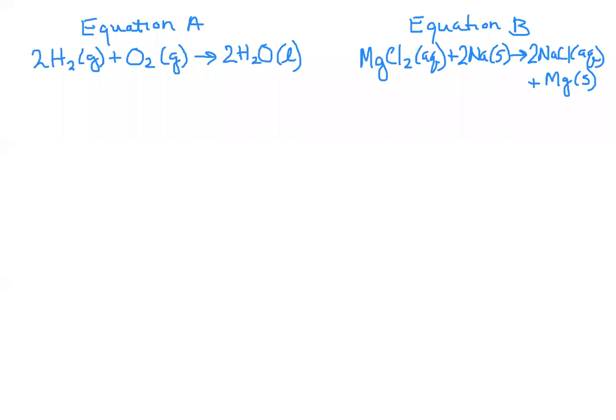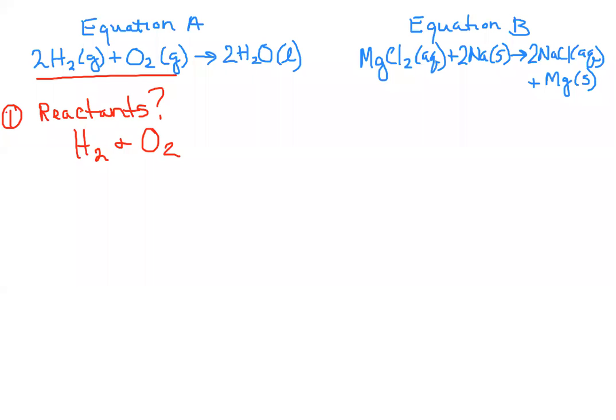looks like this. You've got an equation A and an equation B, and you have questions about it. So let's see what we can say about these questions. The first question is, what are the reactants in equation A and equation B? In equation A, the reactants are hydrogen and oxygen. In equation B, the reactants are magnesium chloride and sodium. Those are the reactants.